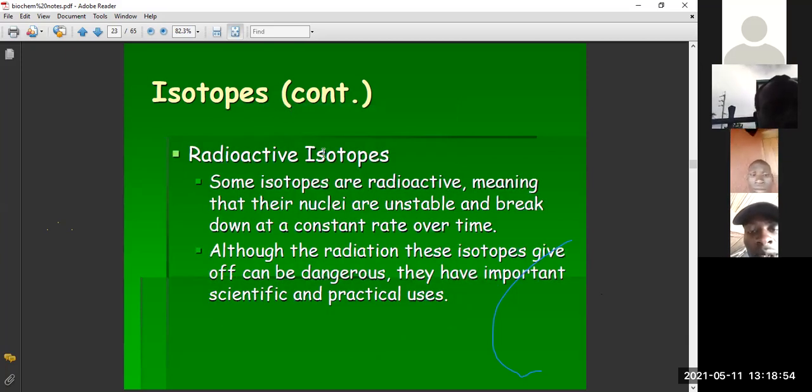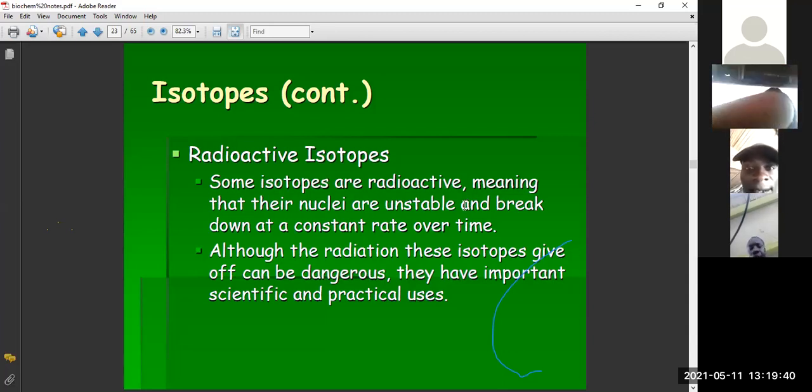So radioactive isotopes: some isotopes are radioactive, meaning that their nuclei are unstable and break down at a constant rate over time. Hence, to this point, their chemical reactions and chemical properties are similar as isotopes, because their nuclei are unstable and break down at a constant rate over time. It doesn't matter if it's carbon 14, carbon 12, carbon 13. Although the radiation these isotopes give off can be dangerous, they have important scientific and practical uses.